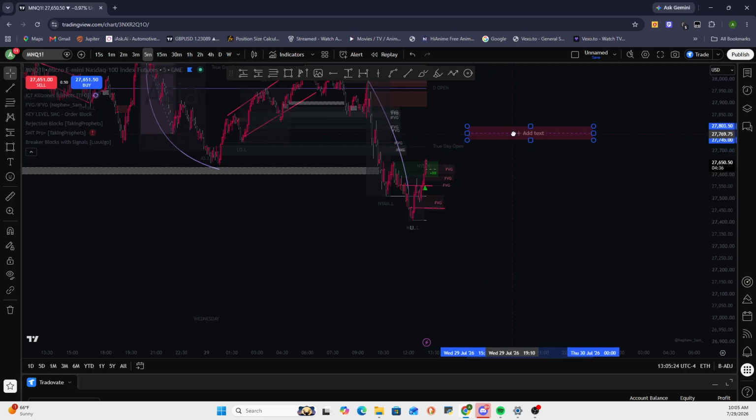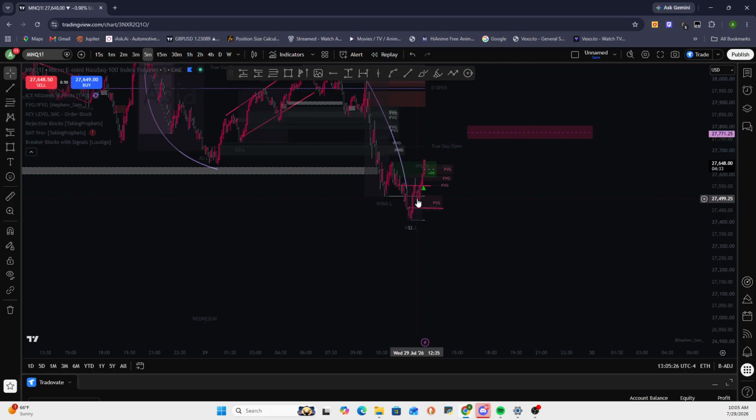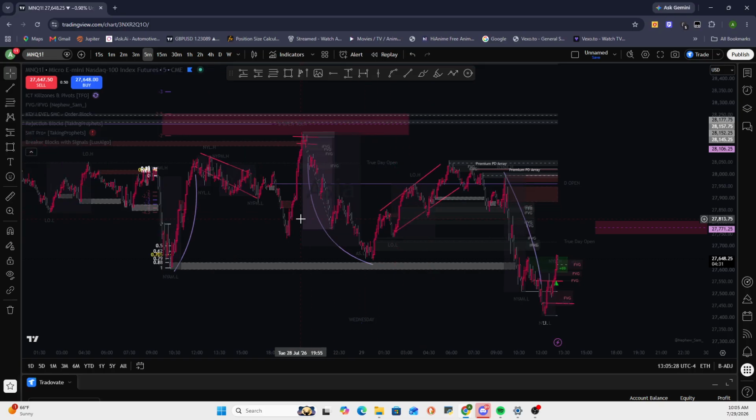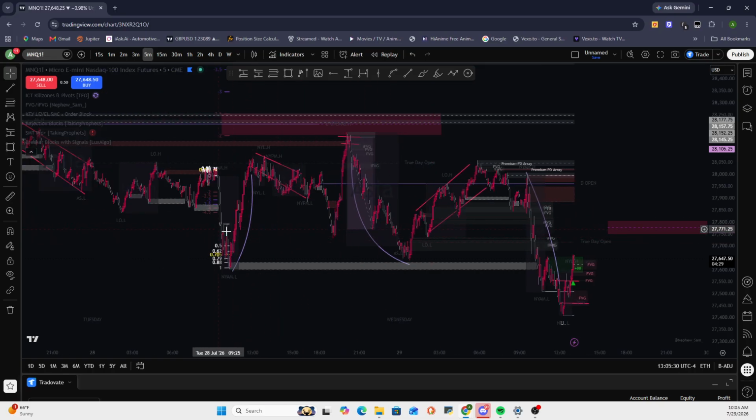But anyway, y'all have a good one. Feel me? That was this trade execution right here. I literally explained this yesterday in the Discord, literally word for word.